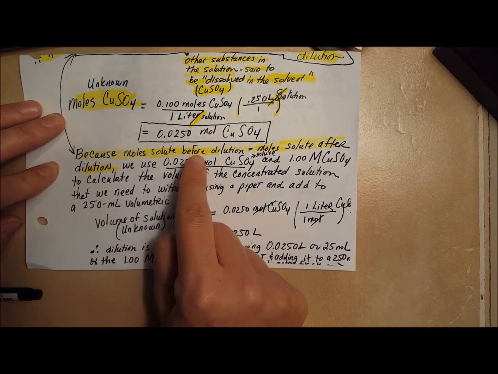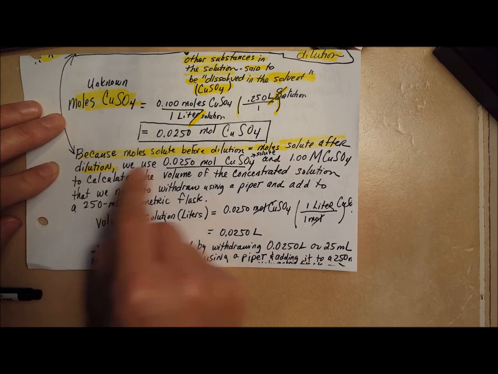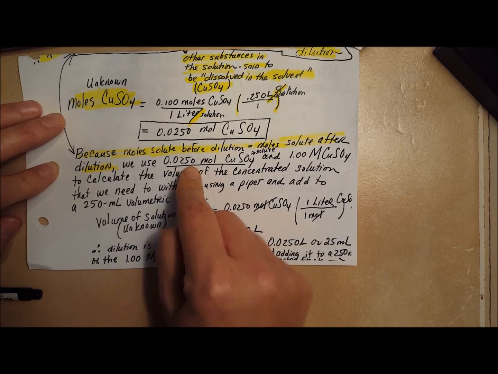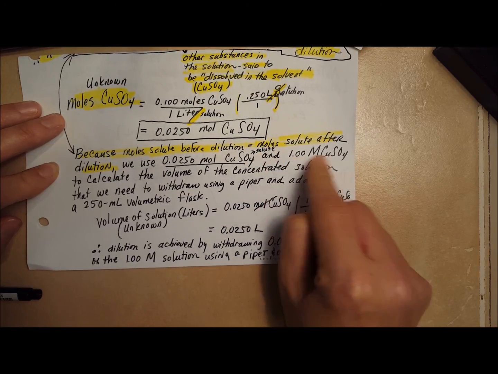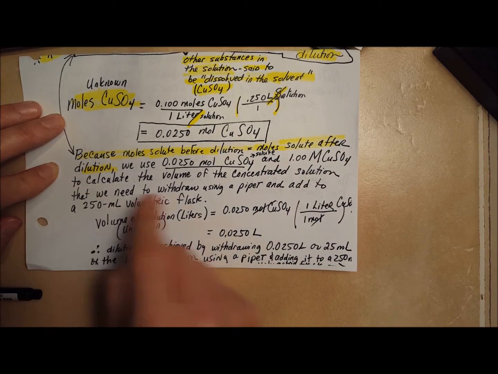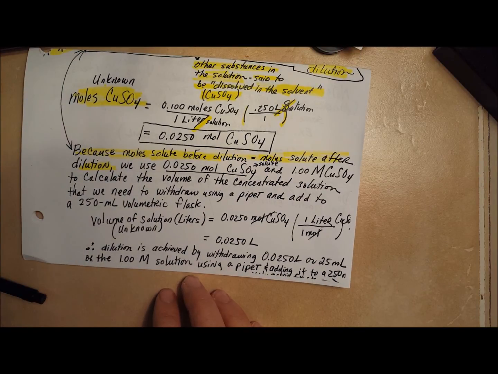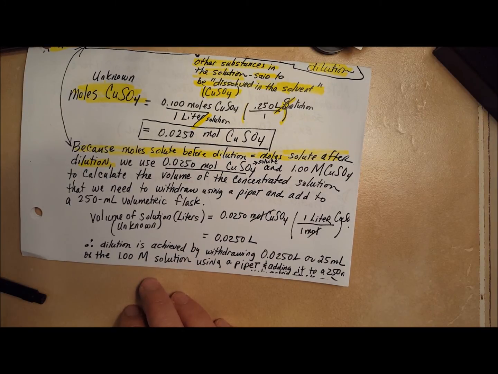Because moles of solute before dilution equals the moles of solute after dilution, we use 0.0250 moles of copper sulfate, the solute, and 1 molarity of copper sulfate to calculate the volume of the concentrated solution that we need to withdraw using a pipette, and add to a 250 ml volumetric flask.